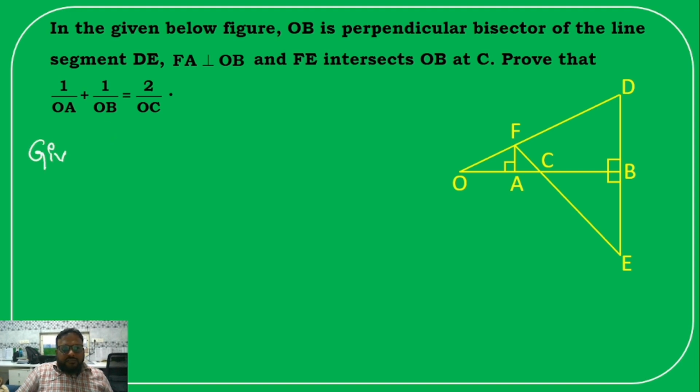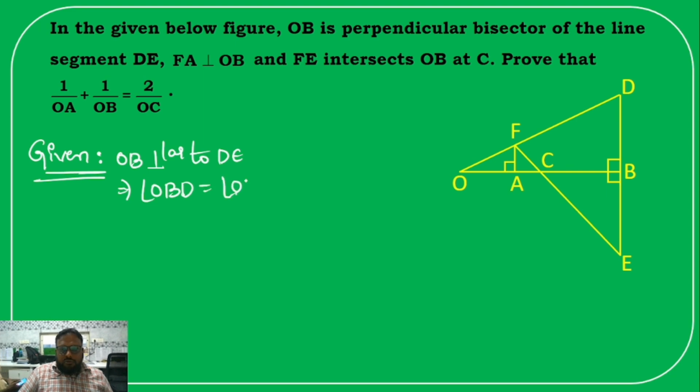Now let us see what is given in this. We will write from the beginning. OB is the perpendicular bisector of the line segment DE. So OB is perpendicular to DE. By the figure you can see that I can write angle OBD is equal to angle OBE is equal to 90 degrees.